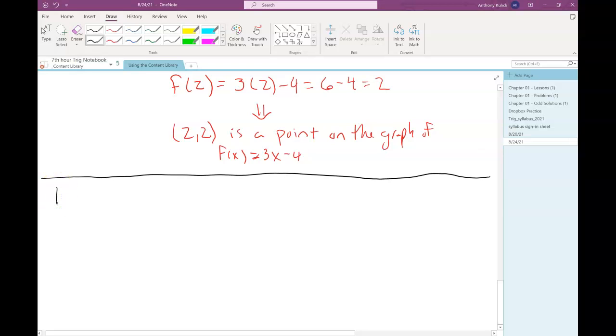Section 2, as soon as my pen wants to start working again. Oh, there it goes. How many sections are we doing today? We're just going to do 2 today.